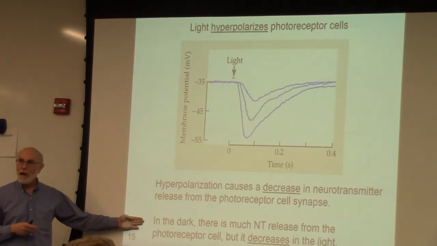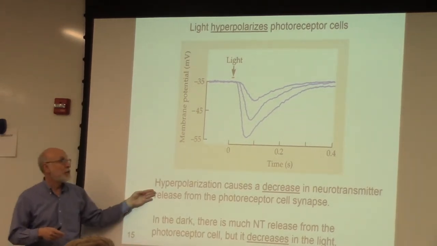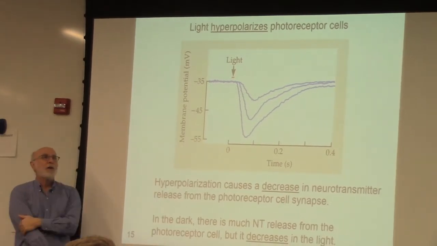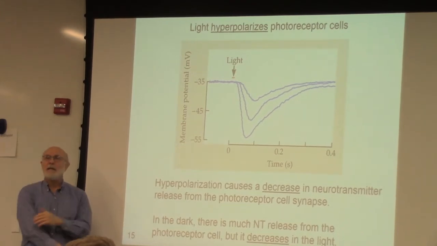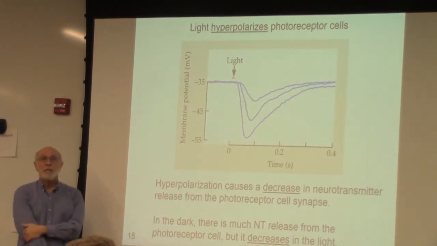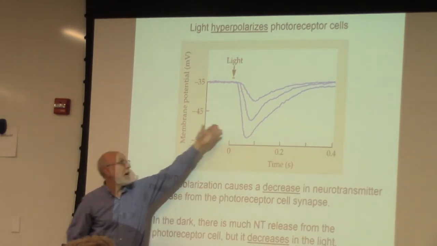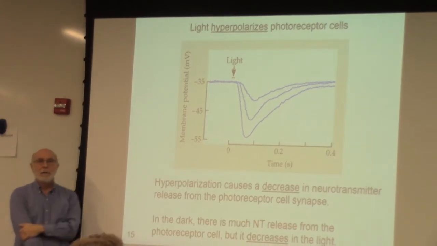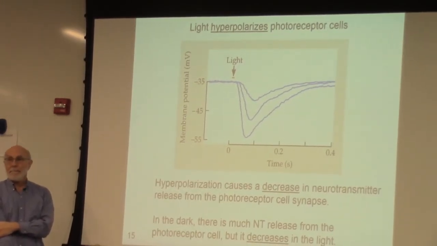In the dark, there's a lot of neurotransmitter release from the photoreceptor cells. In the light, the hyperpolarization decreases neurotransmitter release. That's a change, right? You're used to thinking that activation of a signal should be an increase in neurotransmitter release. But a decrease in neurotransmitter release is a change. So we have seen an electrochemical change in the photoreceptor cell in response to light.